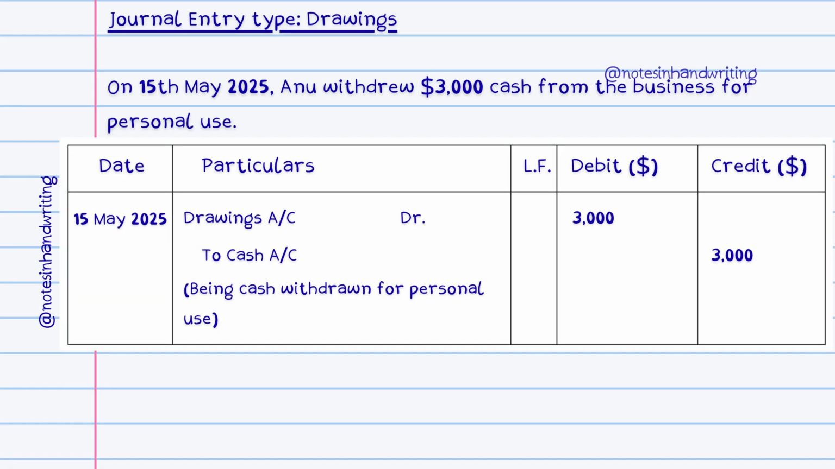Our next transaction is drawings. So, we know that Anu has withdrawn the amount from the business for some personal use. It is recorded in the journal as follows. Drawings account will be debited and cash goes out of the business, so it's credited to the cash account.